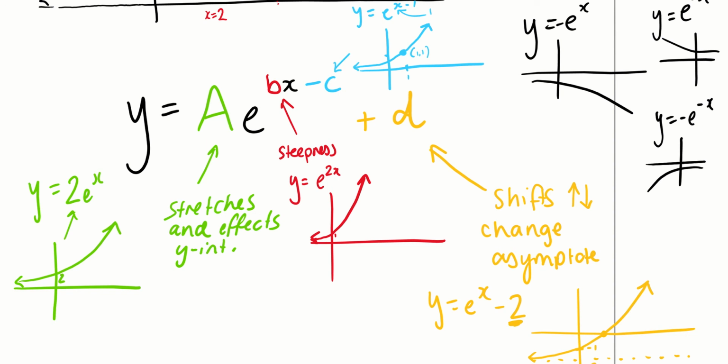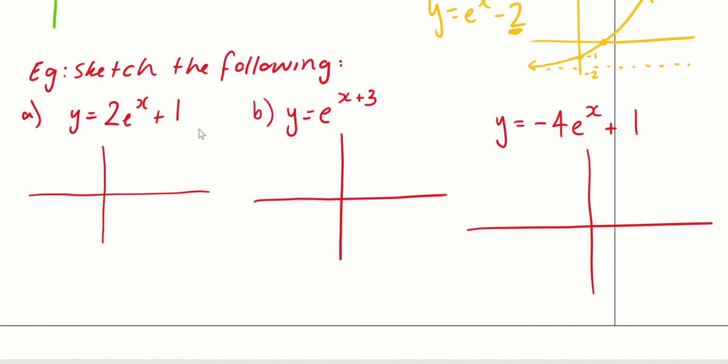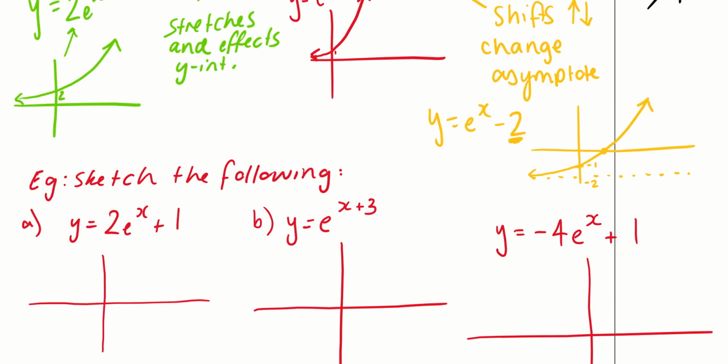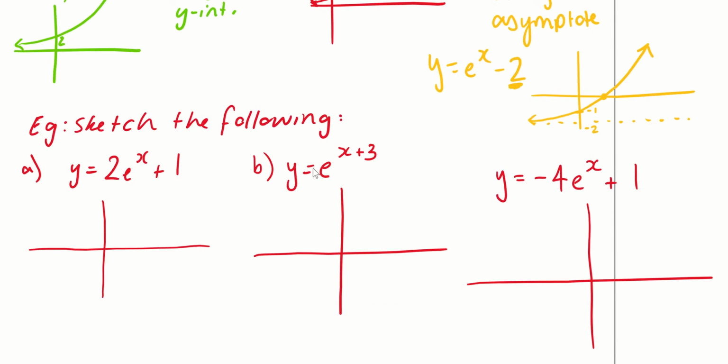So now saying all of that, let's have a go at a few together. Okay, so let's have a look at some of these that I've just put together. So copy these out. If you want to pause the video now and give them a go on your own using those transformations, but otherwise I'm going to jump straight into it. The first thing I'm going to do on A is say, well, I know that there's an asymptote now at +1. So I'm going to put my dotted line and I'll put my 1.